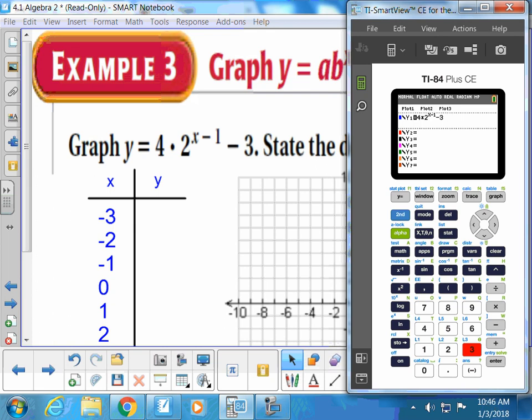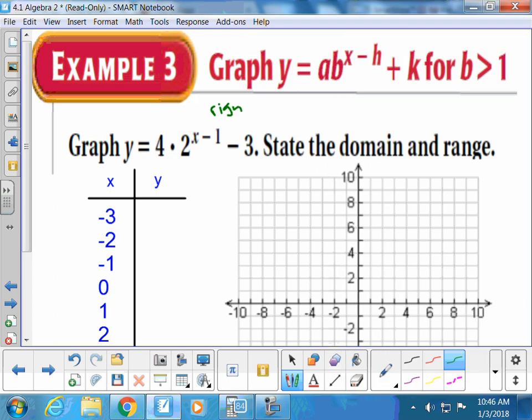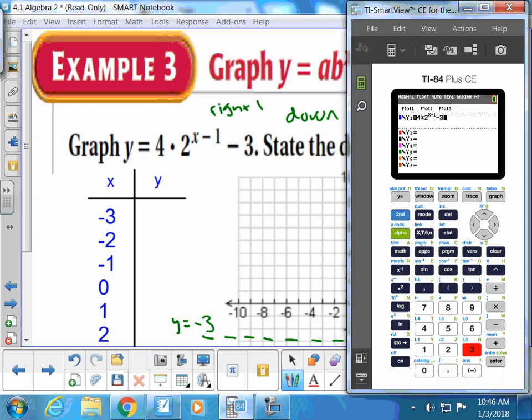Do you think, before we even go, when you see that x minus 1, is that a left or a right slide? Right 1. And then what about this minus 3 right here? Down 3, yeah. So the key here is you need to realize your asymptote, which normally lives at 0, will be sliding down to y equals negative 3. That's important to know because when you have to answer domain and range questions, you have to know where your asymptote is. Click graph.